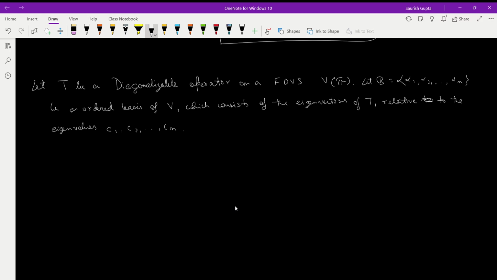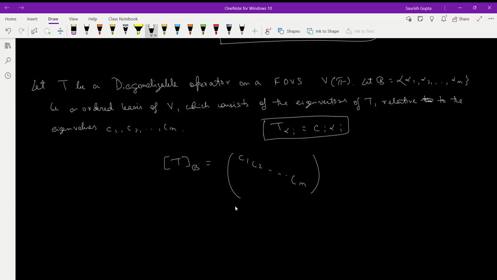So now obviously we know that in that case T of alpha i must be of the form ci alpha i, right? So obviously from this representation it is pretty clear that the matrix representation of this linear operator T with respect to the basis B is nothing but a diagonal matrix. So it's of the form c1, c2, and so on till cn, right?